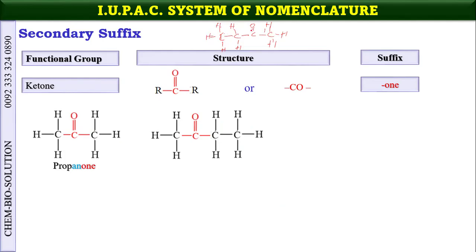Then we start the numbering from here, 1, 2, 3, 4. And here we start the numbering from here, 1, 2, 3, 4. So the name of the compound is butan-2-one. So it is always butan-2-one. So it is enough to write butanone. Although you can write butan-2-one, but it is more correct.